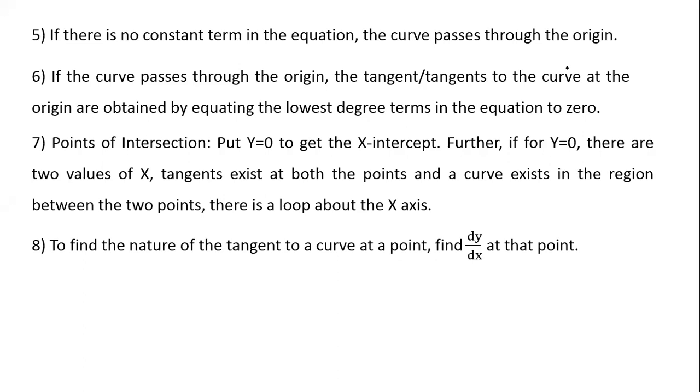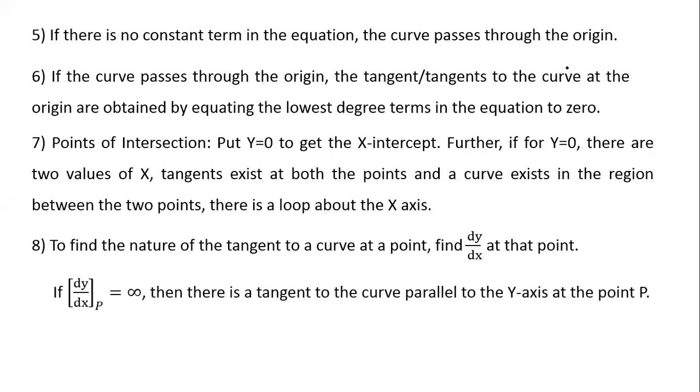Property 8, to find the nature of the tangent to the curve at a point, find dy by dx at that point. Now, as soon as we are getting some point which is part of the curve, suppose it is origin, then directly there is property number 6 which can tell us the tangents at the origin. But if there is some point which is part of the curve which is different than the origin, then immediately you have to try to find dy by dx or dx by dy at that point, whatever is convenient. Further, if dy by dx at that point is equal to infinity, then there is a tangent to the curve parallel to y-axis at that point.